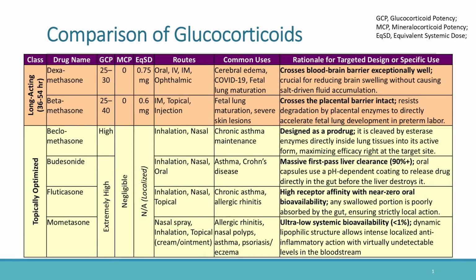Dexamethasone penetrates the CNS effectively and has negligible mineralocorticoid activity, making it ideal for cerebral edema. Betamethasone crosses the placenta and is preferred for fetal lung maturation. Beclomethasone, budesonide, fluticasone, and mometasone are optimized for local action with minimal systemic bioavailability. This improves safety during chronic inhalational or topical therapy.